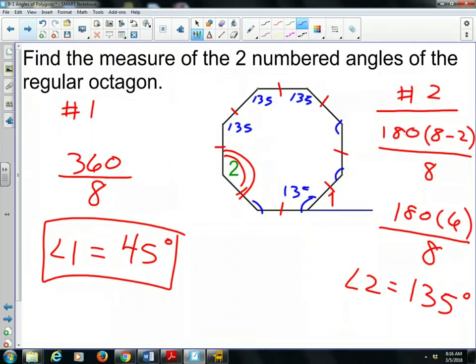This is 135, and angle 2 is 45. What do you notice about angle 1 and angle 2? What's 135 plus 45? 180. They are supplementary, which they should be, right? Because they form a linear pair. They form a line right here.